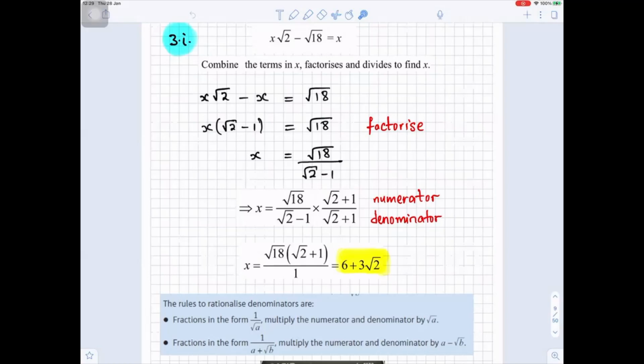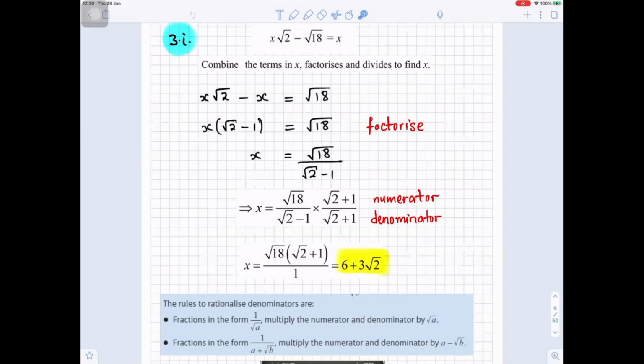So when you multiply it, it will be root 18 times root 2 and root 18 times 1. You remove the brackets all over. To multiply the denominator, you can put it in your calculator, or you just square. Root 2 squared is 2 and 1 squared is 1. 2 minus 1 will give you 1. So your answer would be 6 plus 3 root 2.